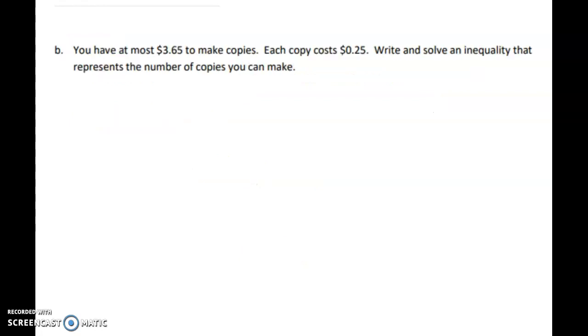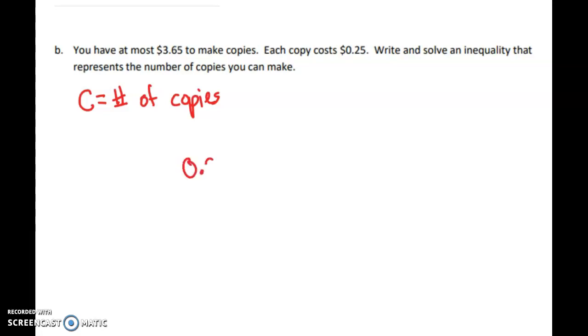All right, B says you have at most $3.65 to make copies. Each copy costs 25 cents. Write and solve an inequality that represents the number of copies you make. So I'm going to have C be our variable, and it represents the number of copies. All right, I want you to go ahead and try to write an inequality representing this situation.